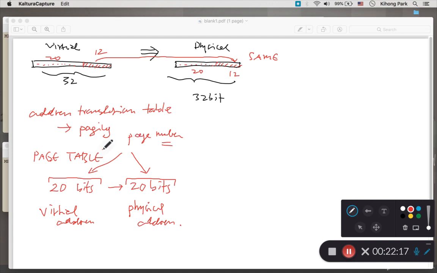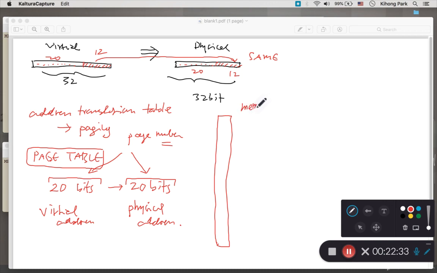And this page table, this address translation table under these fixed size blocks of memory called pages, where are they located? We are going to assume that we can keep them in our main memory. And these page tables are, as we know, per process. Every process has its own page table. So here, this may be the page table of process P5.